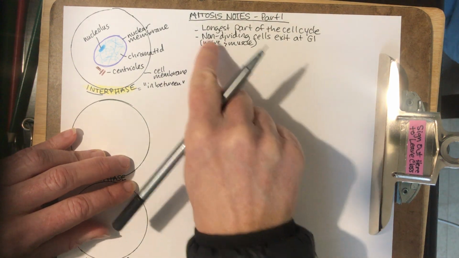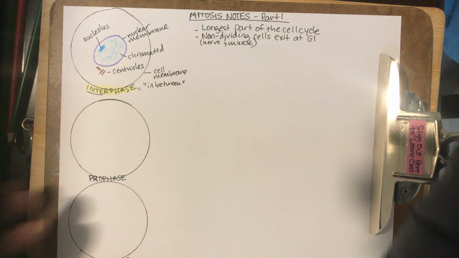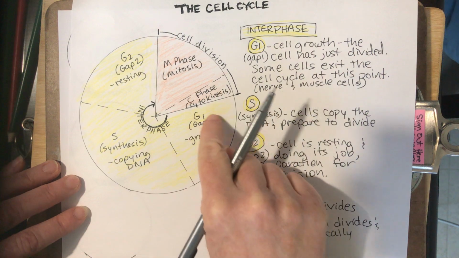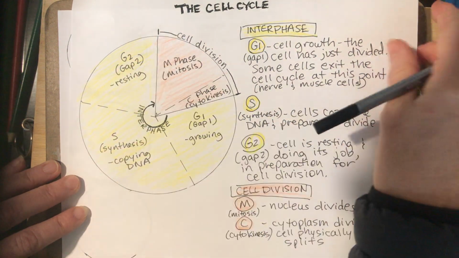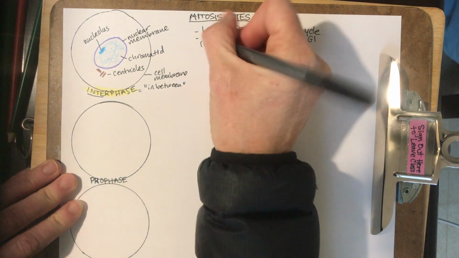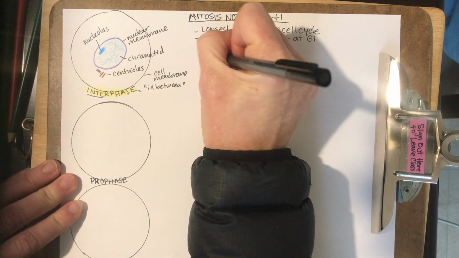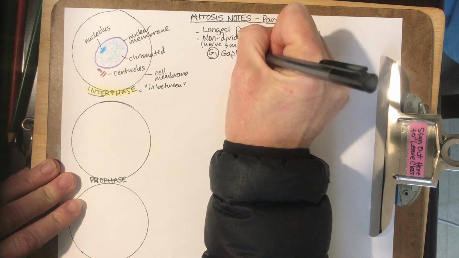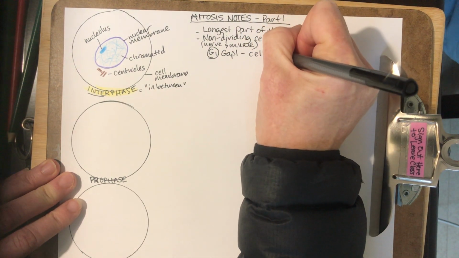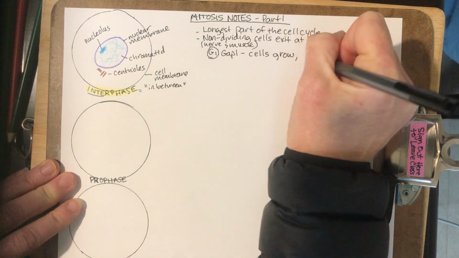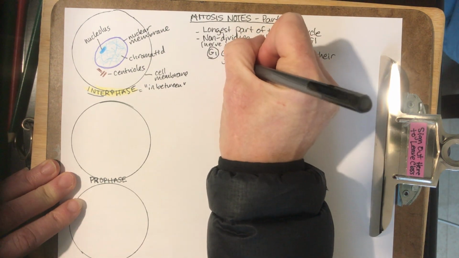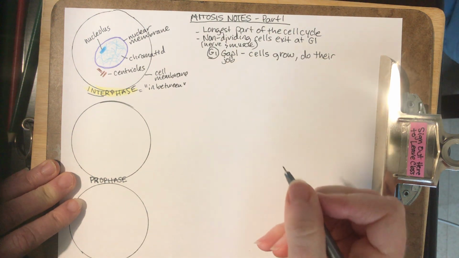Okay, and so remember on our sketch notes, we had that interphase was made up of G1, S, and G2. So let's put those in our notes as well. Okay, so G1, remember, stands for gap 1, is when the cell's growing, so G for growing, and they just do their job. So if I'm a skin cell, I'm protecting from foreign invaders.